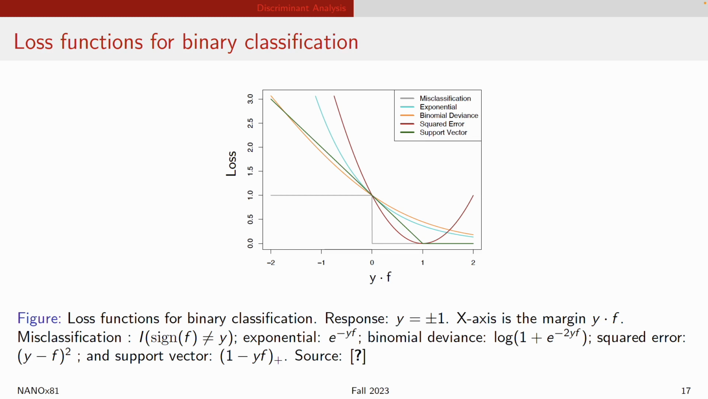You get very high losses when you have a wrong classification, but you also have very high losses when you make the correct categorical prediction but you actually make a wrong value prediction. Okay, so this is why you don't use squared error for binary classification.